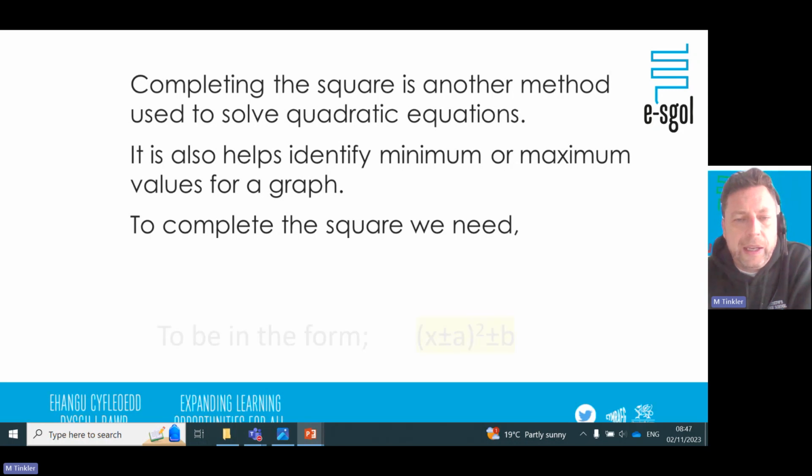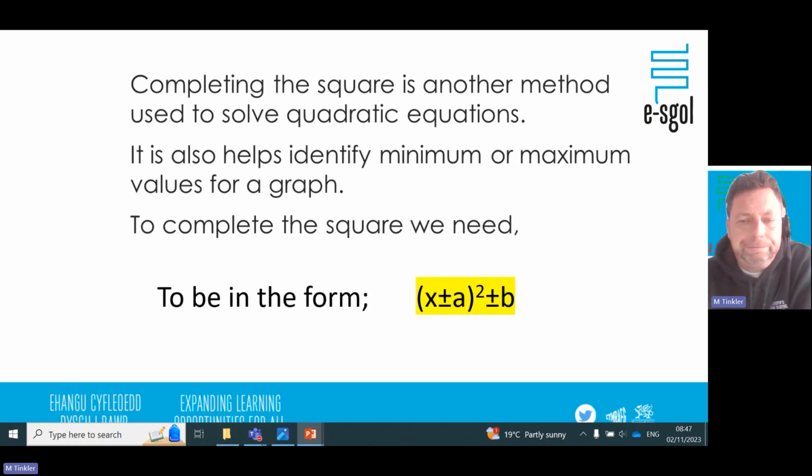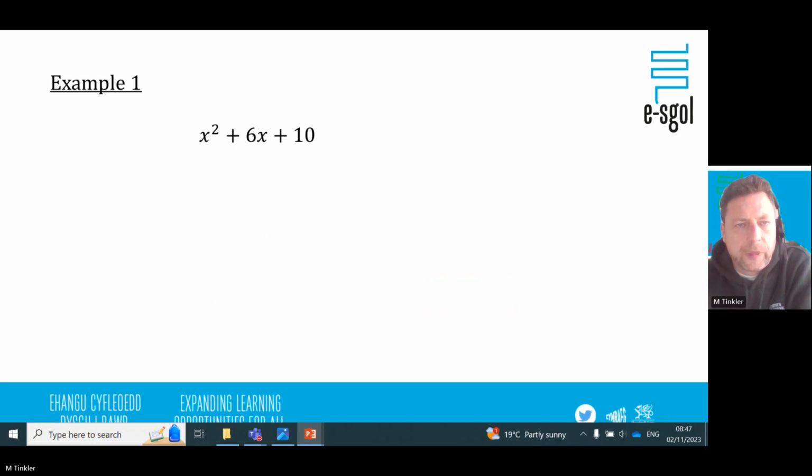So to complete the square, we need to be in this form. Although it says x plus or minus, we'll just use one of them. If I was you, I'd write that down to get you going, but we'll see half a dozen questions coming up soon to give you some practice. So here's the first example.